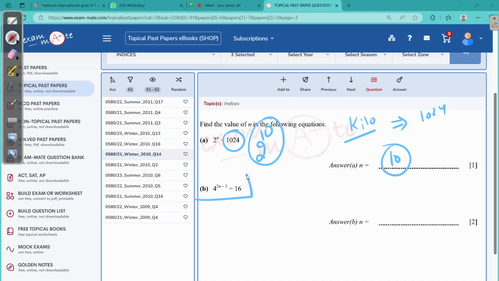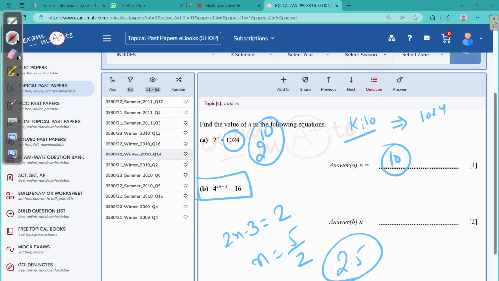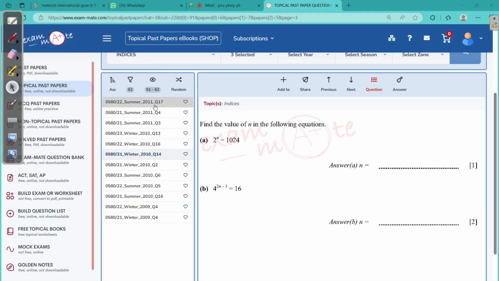Now, please see this one. This is a very good question. Yeah, this is easy because you can just write 4 to the 2n minus 3 is equal to 4 to power 2. So 2n minus 3 is equal to 2. So 2n is equal to 5. n is equal to 5 over 2. Correct. Absolutely correct.